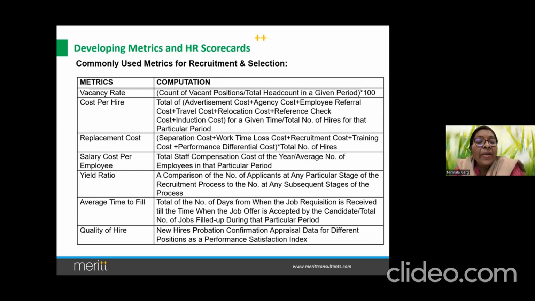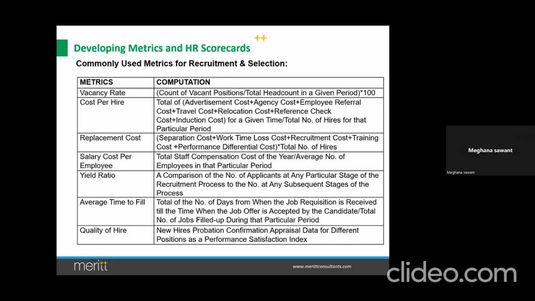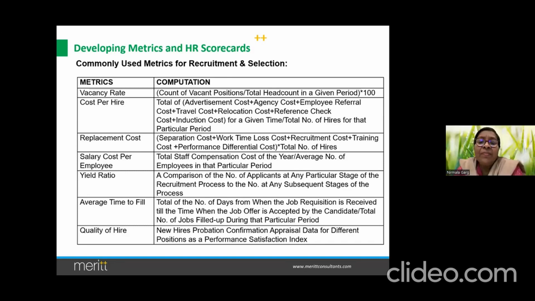Okay, replacement costs. That could be a very good metric. Salary cost per employee. How do you measure that? Typically, it is the total staff compensation cost of the year divided by the average number of employees in that particular period.